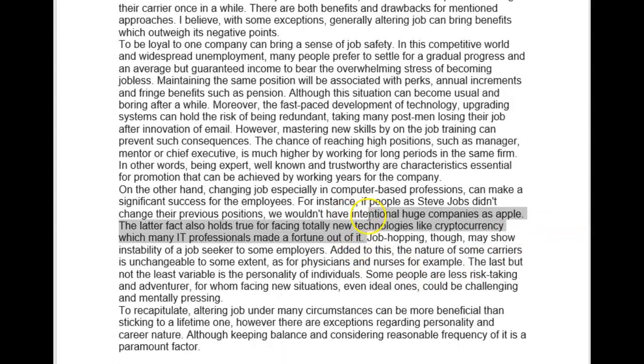All right, this is irrelevant. This does not help your argument. This does not relate to the essay at hand. It belongs somewhere totally different, okay?